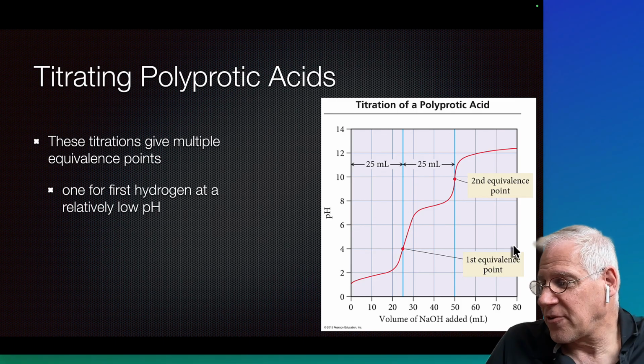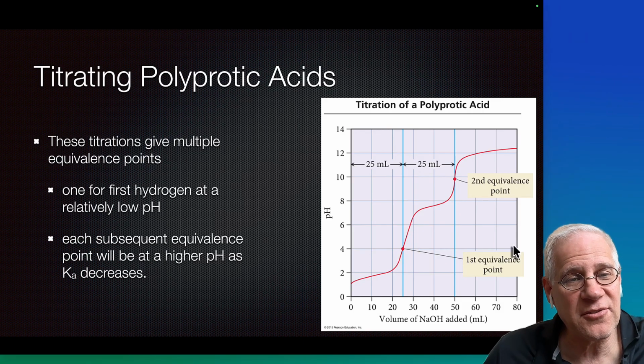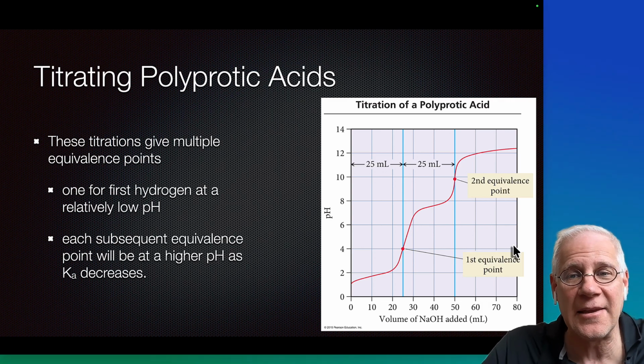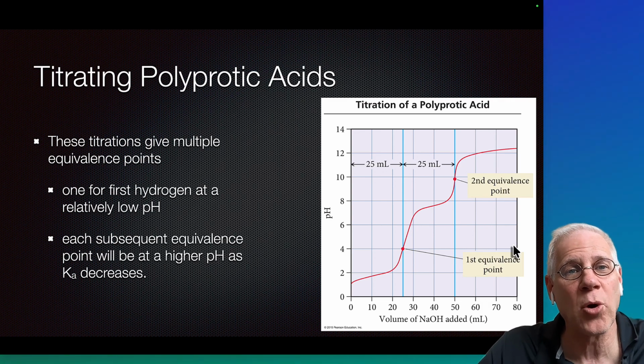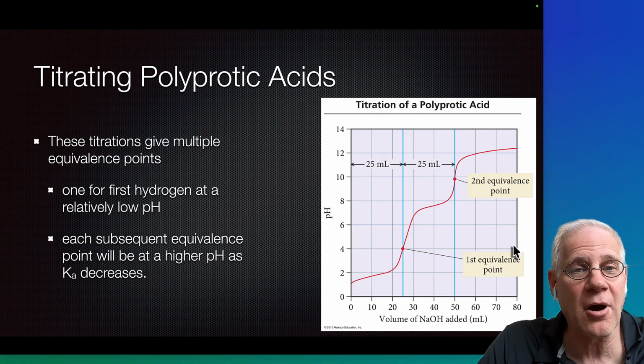So again, your first hydrogen comes off at a fairly low pH. Each successive equivalence point will be at a higher pH as that Ka decreases, because you have to add more and more base in order to get that subsequent H plus off of that new anion.